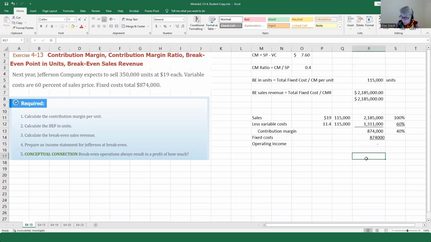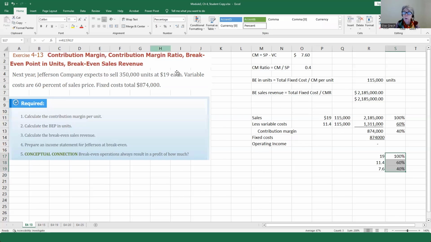Notice if we take the per unit selling price and we take the variable costs, which we know is $11.40, and we subtract these two, this ratio will be the same. Sales revenue divided by sales revenue, 100%. Variable cost divided by the sales revenue, 60%. Contribution margin divided by the sales revenue, it's going to be 40%. So notice that this relationship, whether we do it in total or whether we do it per unit makes absolutely no difference whatsoever. The relationship is going to stay constant.